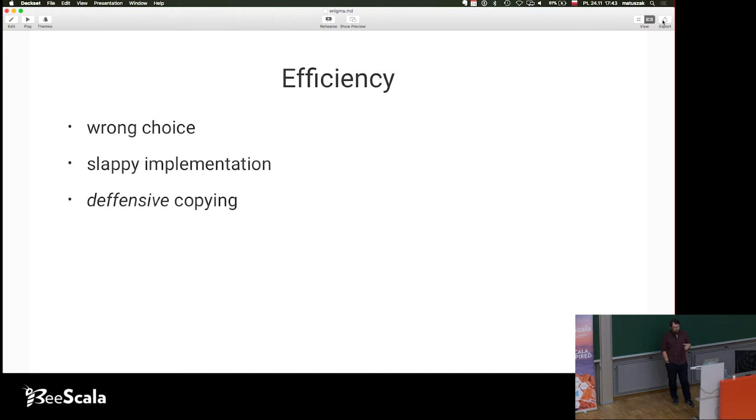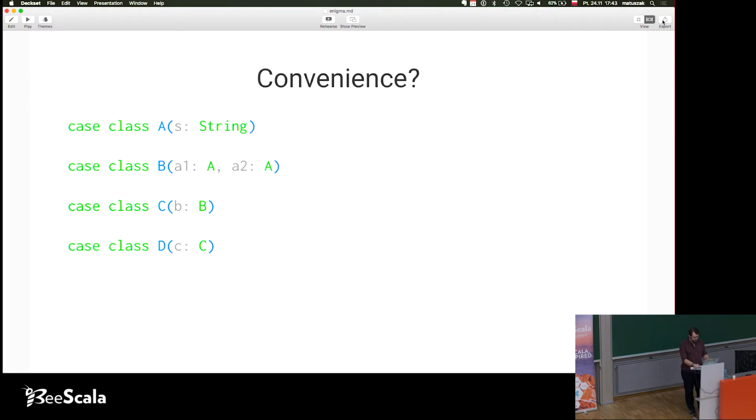And also defensive copying. By this I mean the deep copy, for example, the one you know from the Java world, when you have to copy all the hierarchy tree of objects to make sure that the object is immutable.